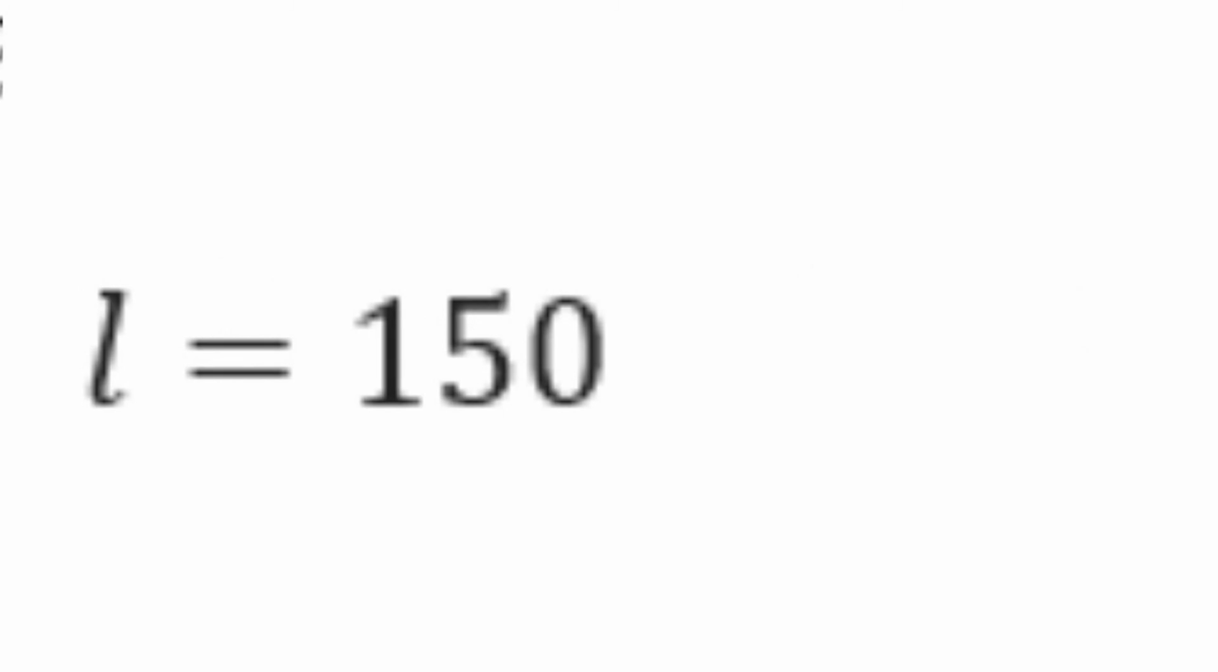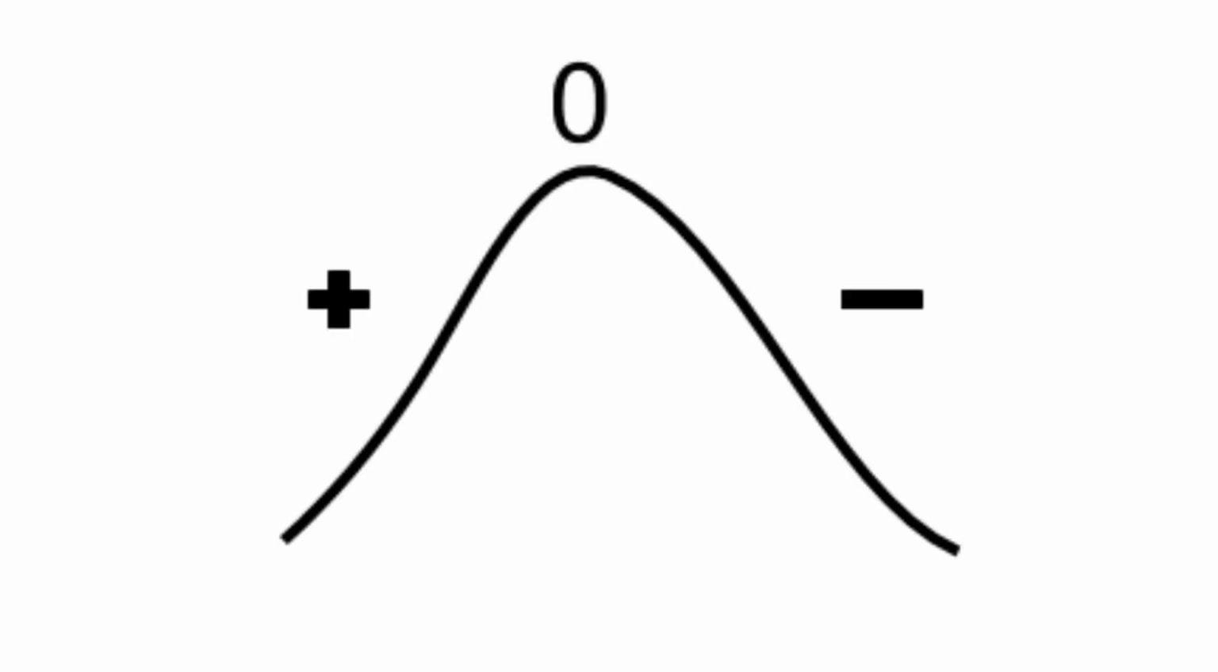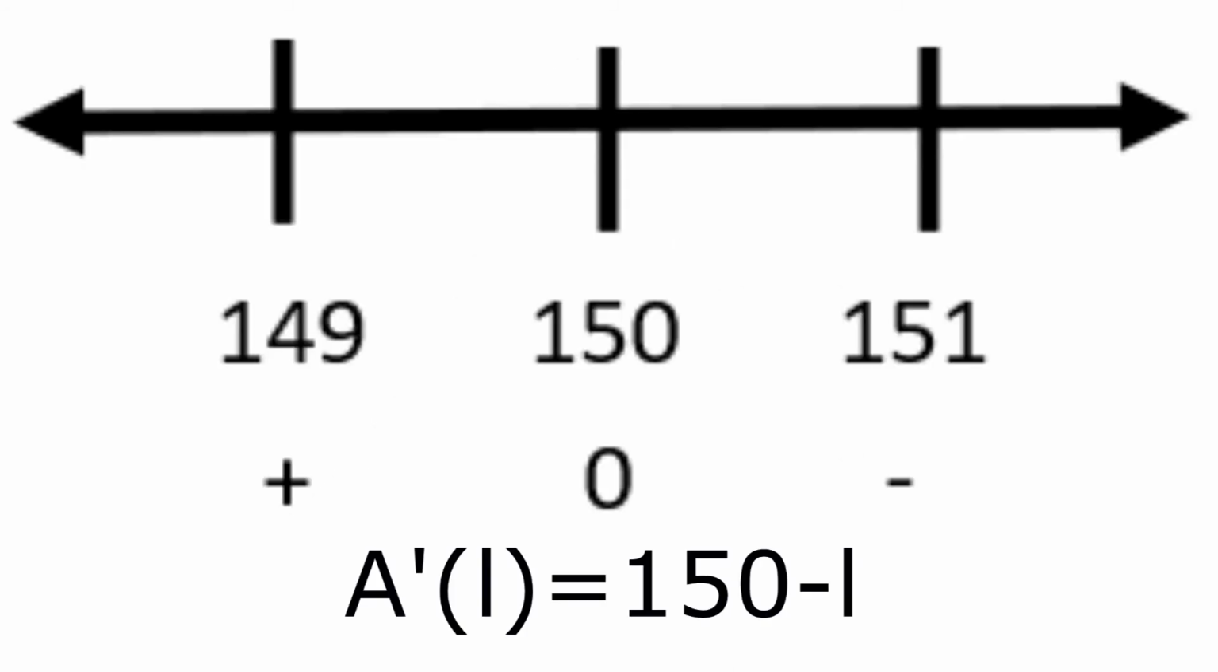Next, we have to verify that this is the maximum and not the minimum by using the first derivative rule. The slopes should be positive, then have a 0 slope, and then have a negative slope. This will make a concave down shape, leaving a maximum point. If we plug in the points 149, 150, and 151 into our first derivative, we could see that we have a maximum at L equals 150.